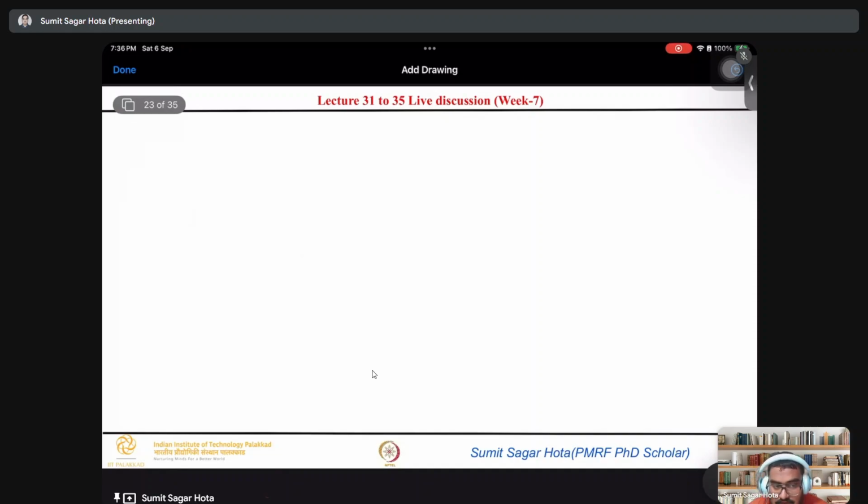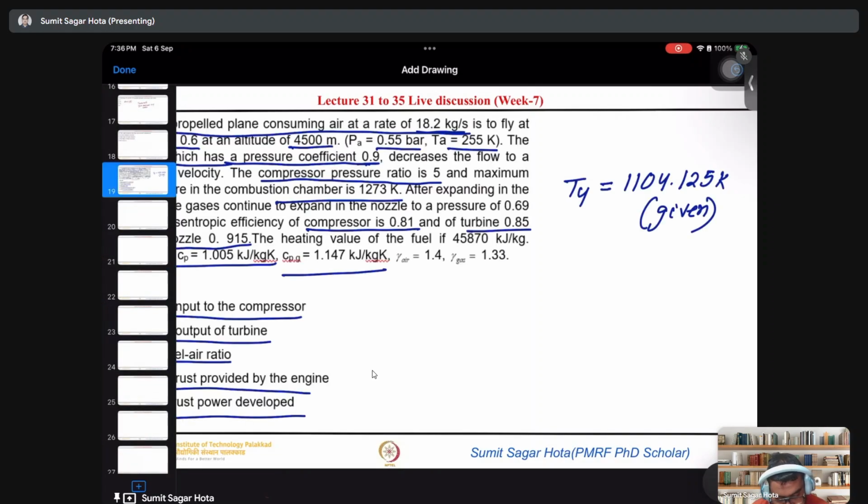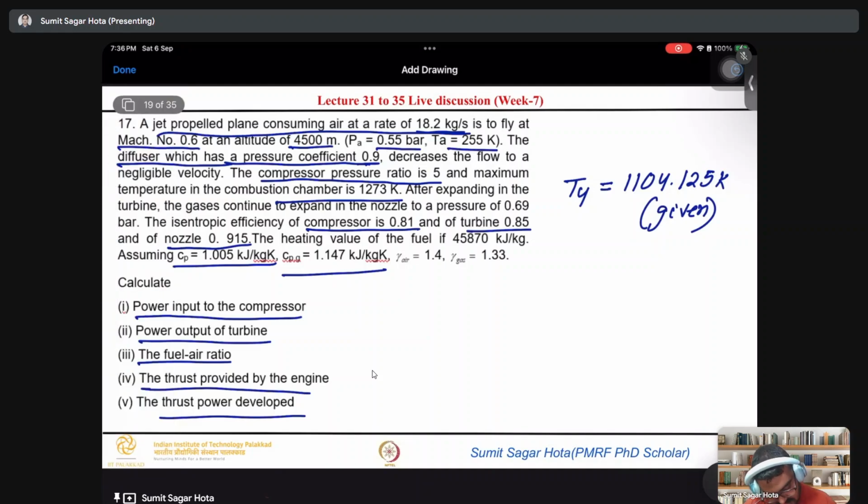So just now, let's balance the heat addition in the 2 to 3 process, because T3 is already given in the question. The compressor pressure ratio is 5 and the maximum temperature in the combustion chamber is 1273 Kelvin, which is your T3.